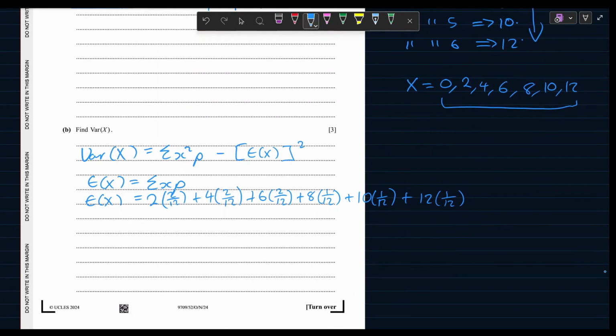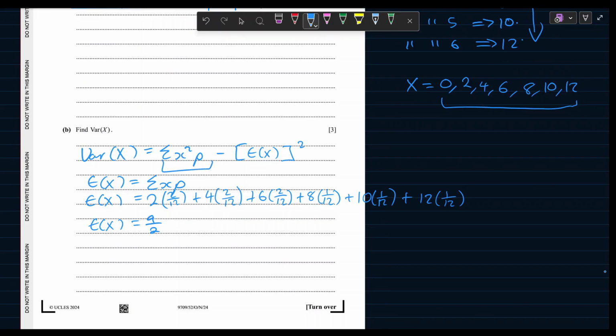Okay, so the expectation of x is equal to, let's punch this into the calculator, 2 times 2 over 12 plus 4 times 2 over 12 plus 6 times 2 over 12 plus 8 times 1 over 12 plus 10 times 1 over 12 plus 12 times 1 over 12, and this gives us 9 over 2. So our expectation of x is 9 over 2.